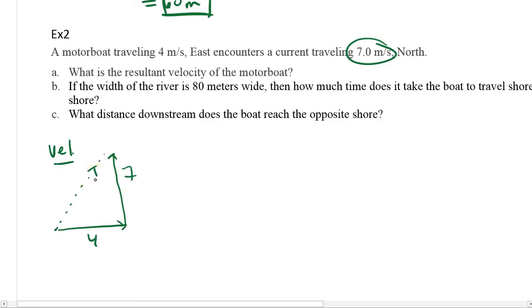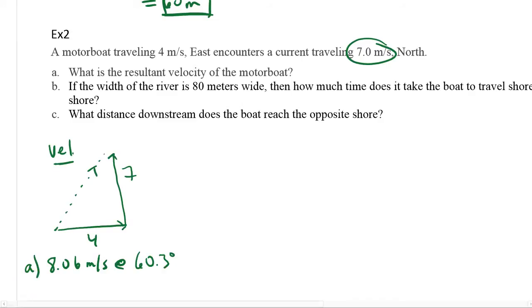Using Pythagoras on that one, I would get 8.06 meters per second at, again, the inverse tan of 7 over 4, 60.3 degrees. So that's the answer to A, just very quickly because I want to speed things up a little bit.